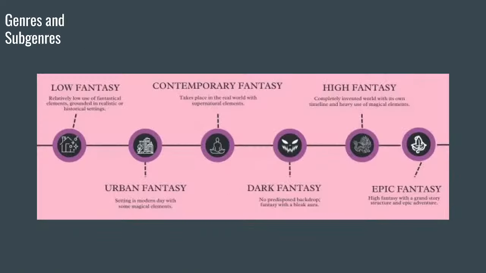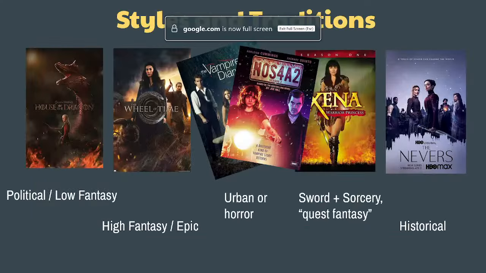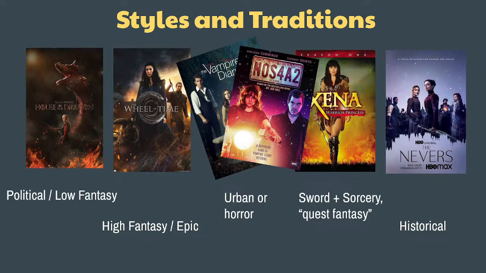Okay, so let's look at some different genres and subgenres. This picture is kind of blurry, actually, so maybe I will go to my own slide instead. But we're looking at low fantasy, urban, contemporary, dark, high, and epic. Maybe we'll look at this instead because this is a little clearer. So, low fantasy, I mean, it's tricky to nail down Game of Thrones because House of the Dragon opens with a dragon flying in the sky and coming to land.